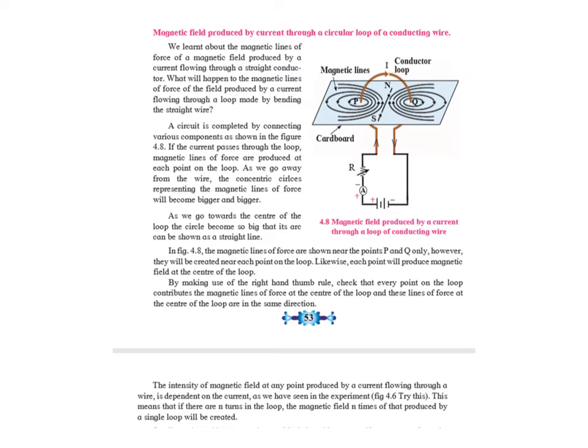Let us understand the magnetic field produced by current through a circular loop of a conducting wire. We just learned about the magnetic lines of force of a magnetic field produced by a current flowing through a straight conductor. What will happen to the magnetic lines of force of the field produced by a current flowing through a loop made by bending the straight wire?